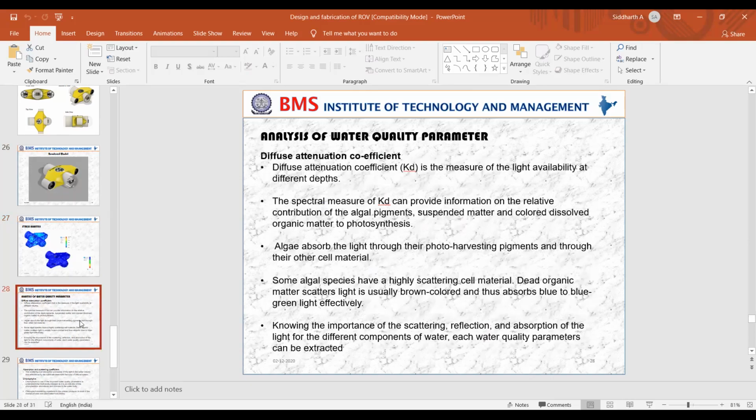So, analysis of water quality parameters. This includes various values which we need to get through the sensors, and these values are put into quotients and formulas where we get particular answers and where we can actually find out the measure of biological systems in the water like algae and amount of light absorbed, and scattering, reflection, and absorption of light as well.